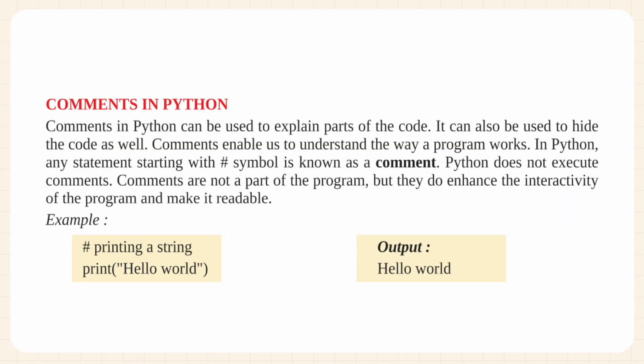Comments in Python. Comments in Python can be used to explain parts of the code. They can also be used to hide code. Comments enable us to understand the way a program works. In Python, any statement starting with the hash symbol is known as a comment. Python does not execute comments. Comments are not a part of the program, but they do enhance the interactivity of the program and make it readable. Example: # printing a string, print("hello world"). Output: hello world.